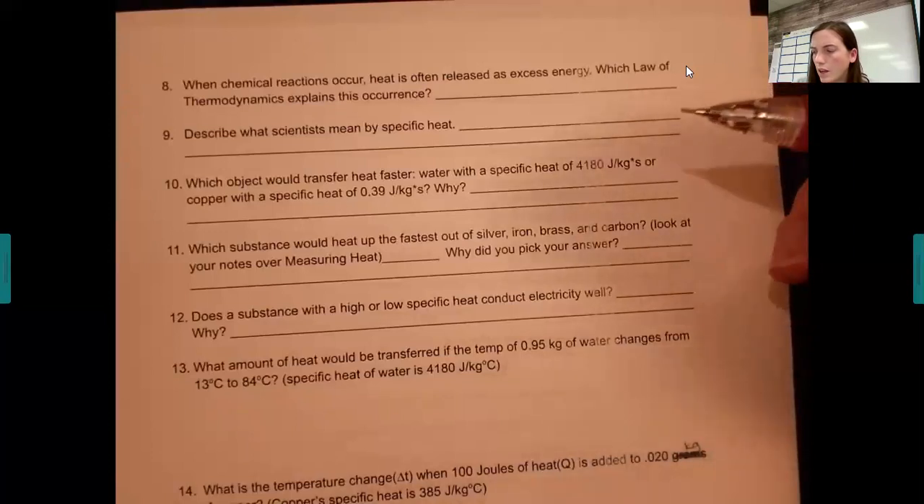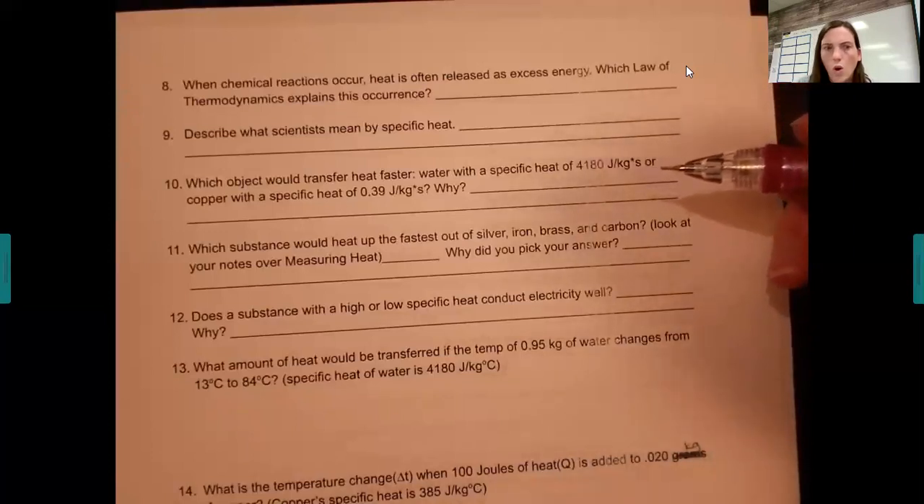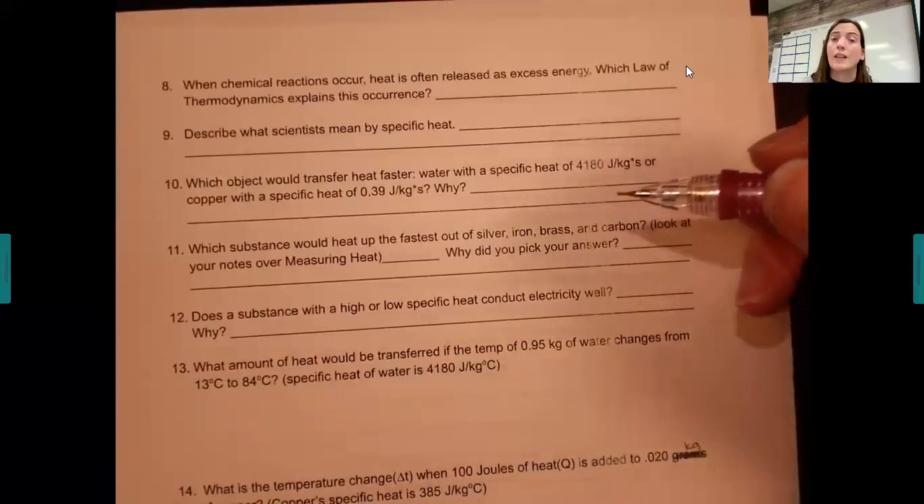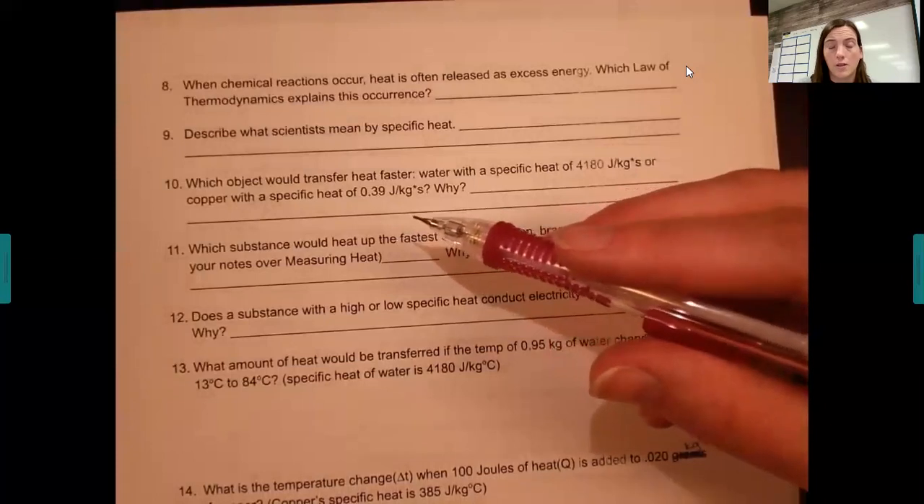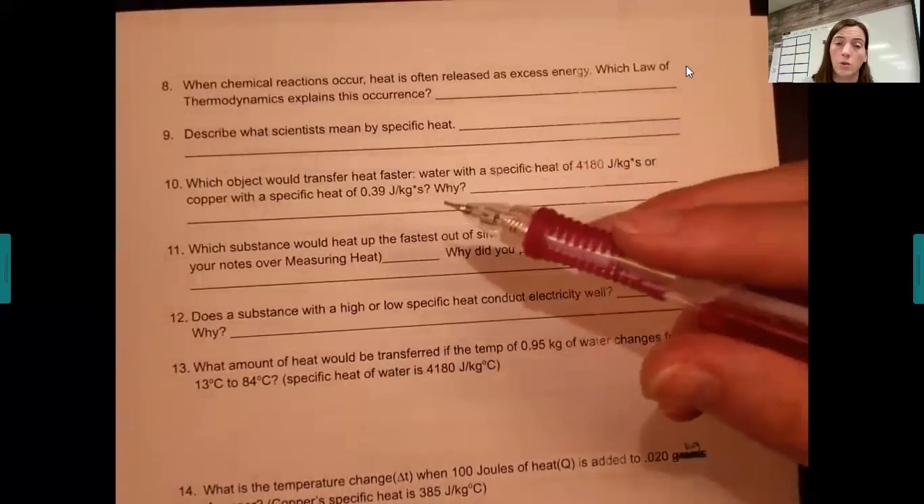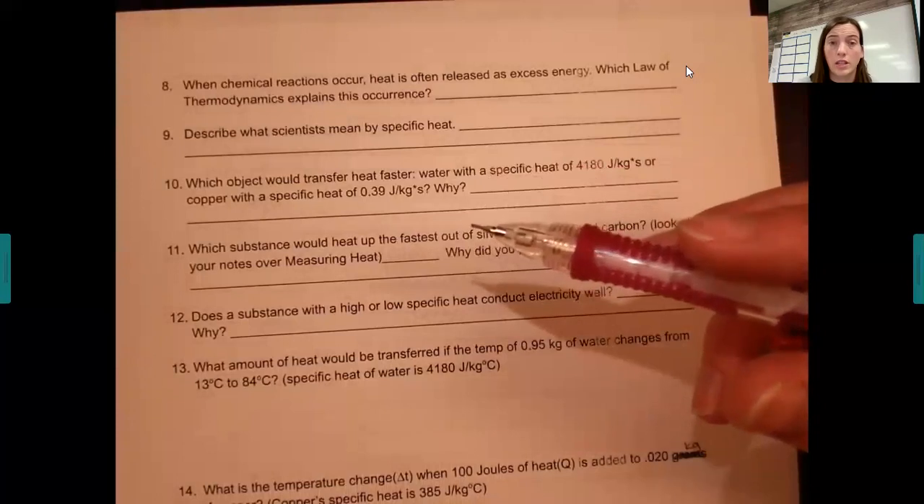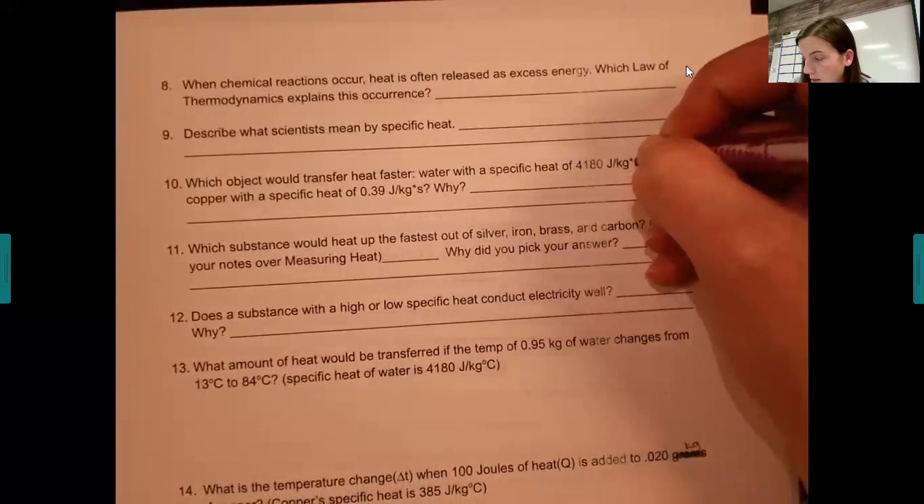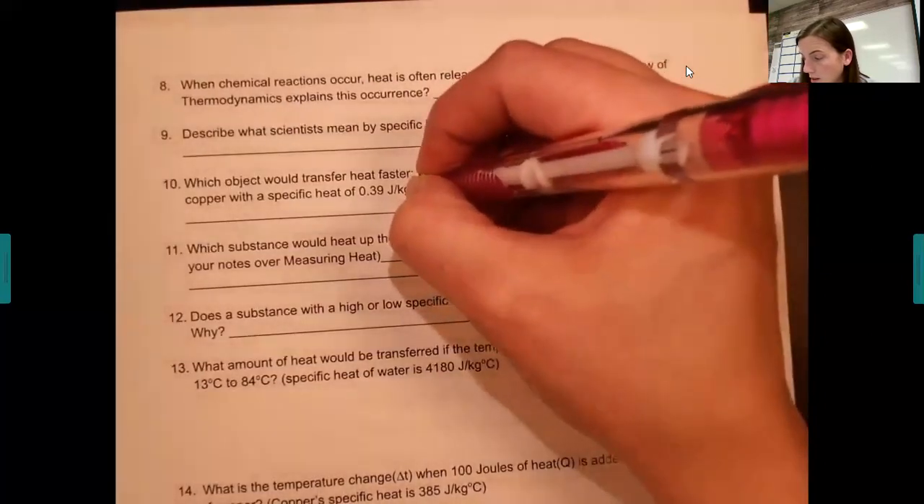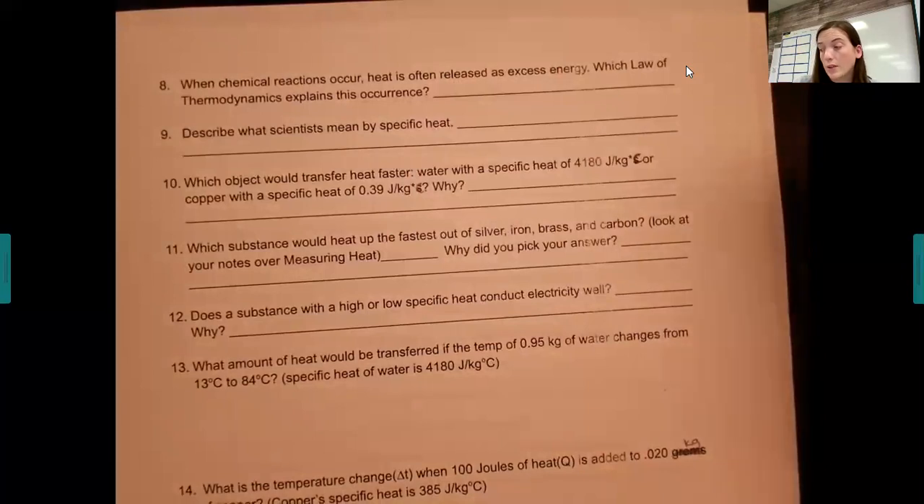Okay, number 10, which object would transfer heat faster? Water with a specific heat of 4,180 or copper with a specific heat of 0.39? The answer for number 10 should be copper. The smaller the number, the less energy it needs to raise 1 degree Celsius. And I realize that should be Celsius, not seconds. Another correction I need to make before you guys get copies of this.